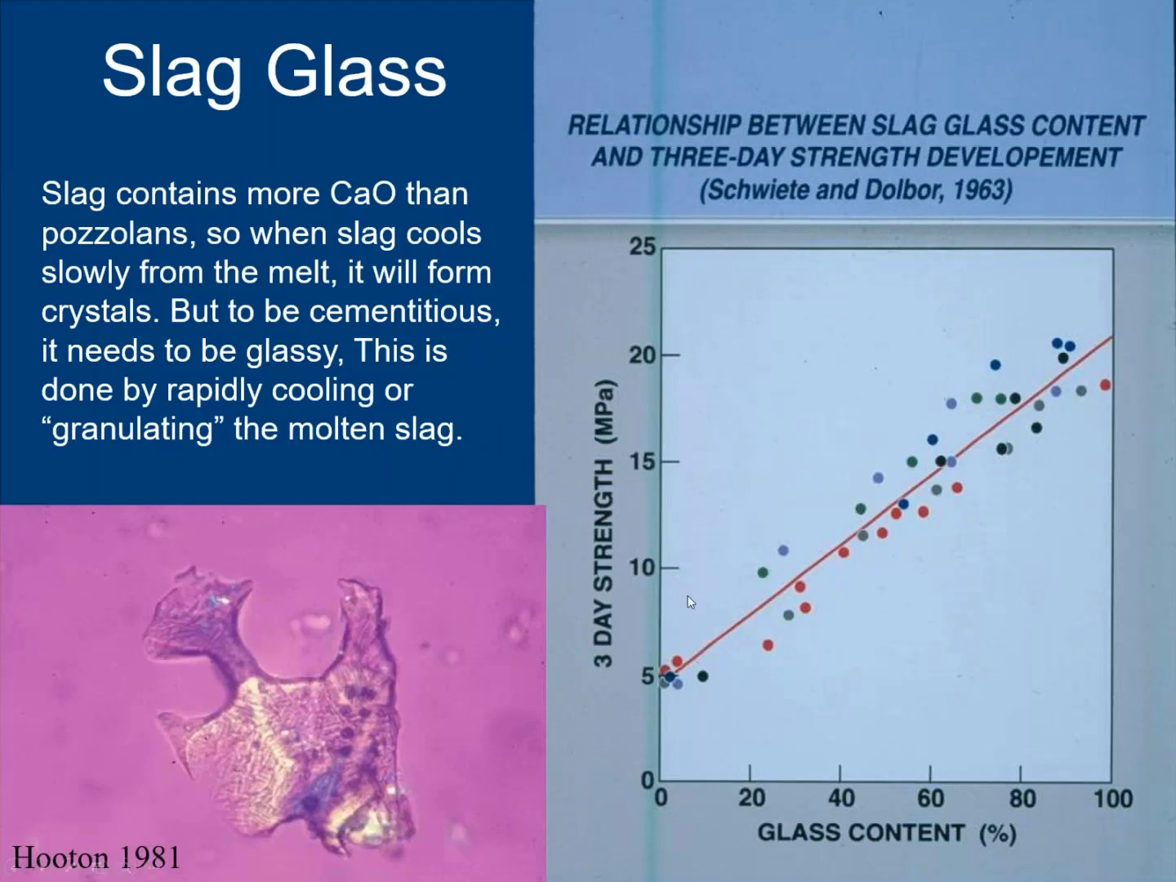And this is just some old German data showing strength of mortars versus glass content of a slag. So the higher the slag glass content, the higher the strength. But you can see that between 80 and 100%, there's almost no difference. And so air-cooled slag would be down at this other end. This is just a typical grain of slag glass after fracture.